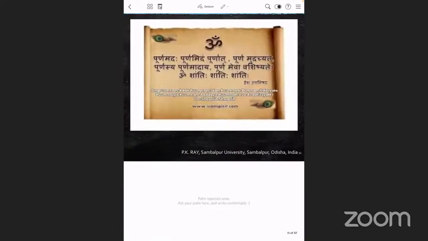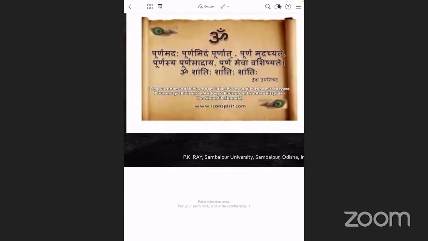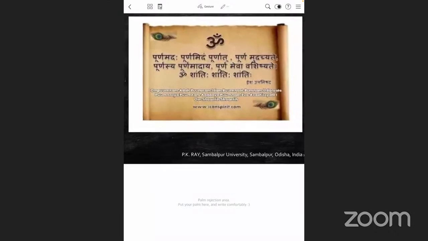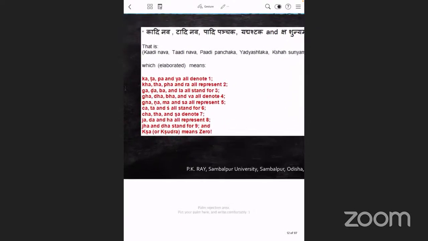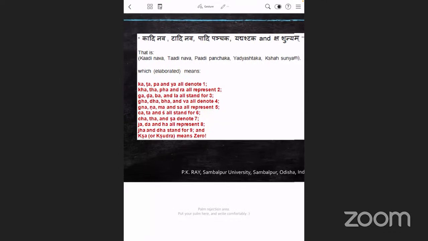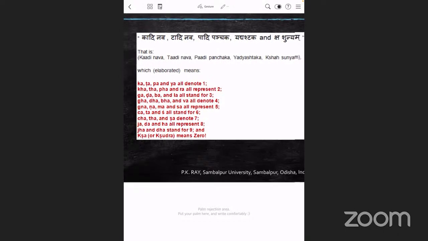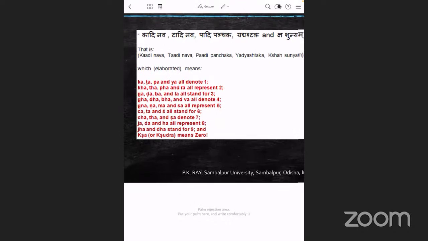And we have a sloka in the Upanishad: Punnamadha punnamidam punnata punnamudechyate punyasya punnamadaya punnameda vashishyate. Om Shanti Shanti Shanti. This actually comes from these letters: Kadinava, Tadinava, Padipanchaka, Yadastaka, and Khyasunyam. Kadinava means 9 letters, Ka, Ta, Pa, Ya, up to 9, which are treated as one. Tadinava is 9 letters again, starting from Kha, Tha, Pa. Padipanchaka are the 5 letters: Gna, Na, Ma, and Sa all represent 5.